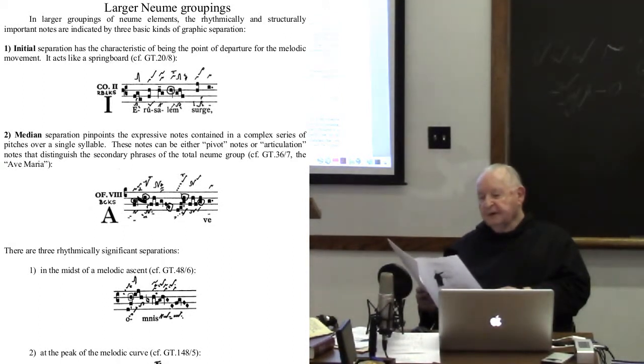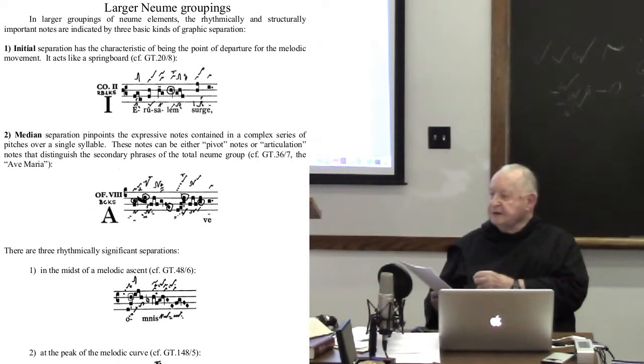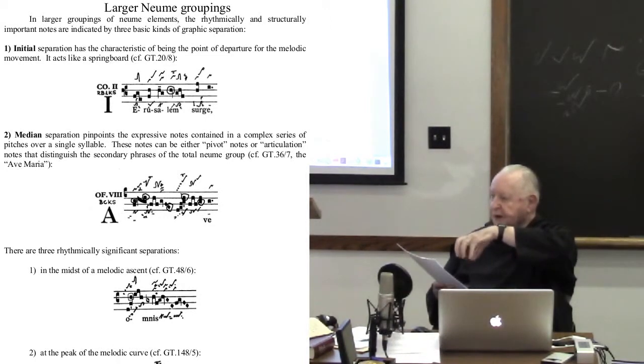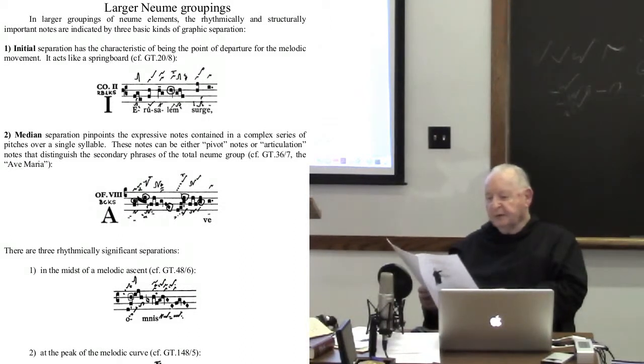The larger elements, the rhythmically and structurally important notes, are indicated by 3 basic kinds of graphic separation. Nowadays, most of the German scholars talk about neume groupings. That's why I put that under the heading groupings. It's 2 ways of looking at the same thing, because either I'm looking at the notator lifting a pen and making a graphic break, or I'm looking at the group that was created by that. Okay? So let's take a look at the 3 groups.